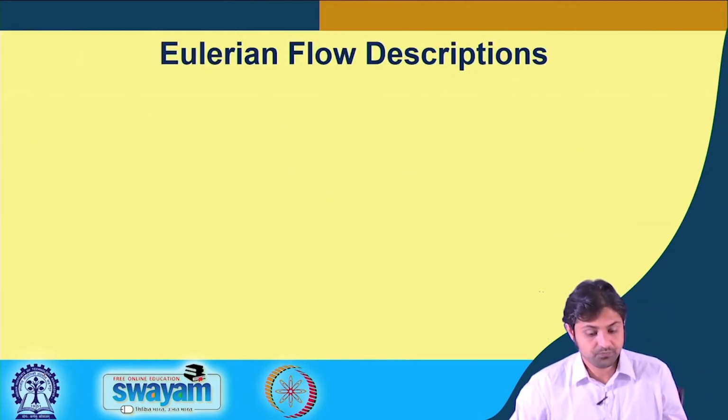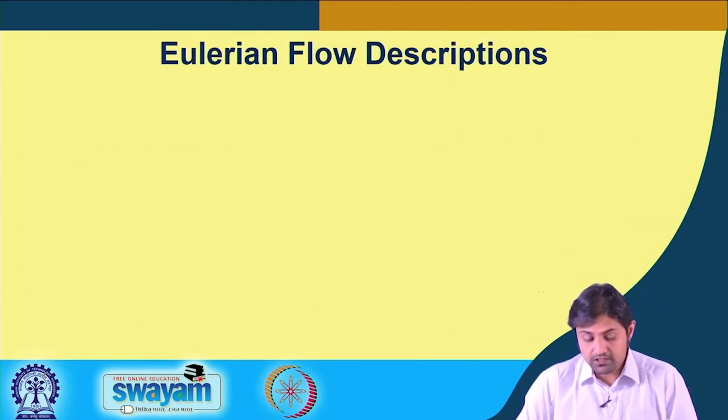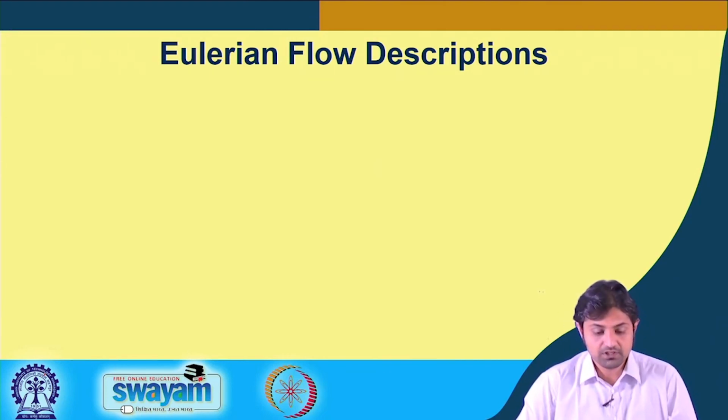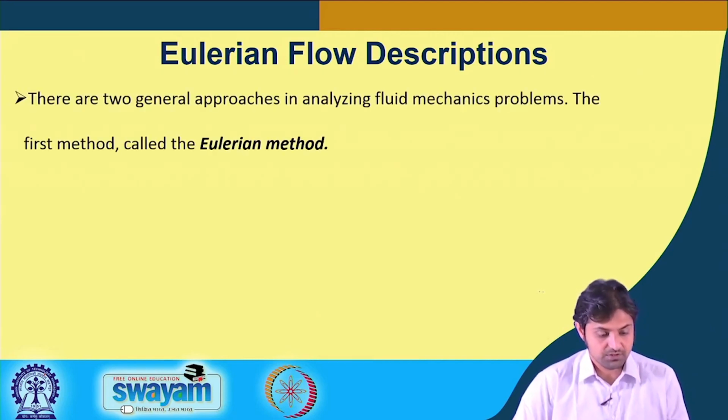Okay. So, now there are certain descriptions of the flow. The two most famous are Eulerian and Lagrangian. So, we will revise that as well. What is the Eulerian flow description and what is the Lagrangian flow description?